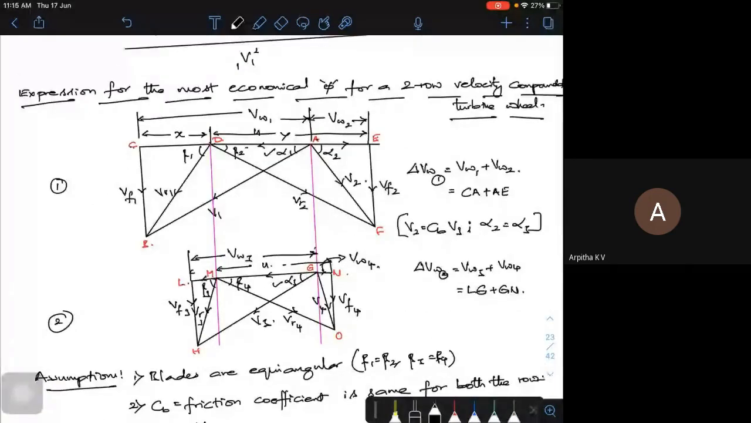Is that clear? So any doubts? Maybe I'll release these notes. We can just go through that and practice.